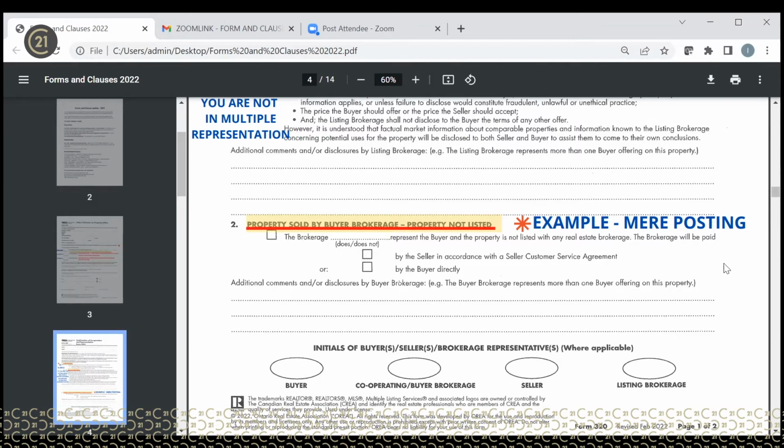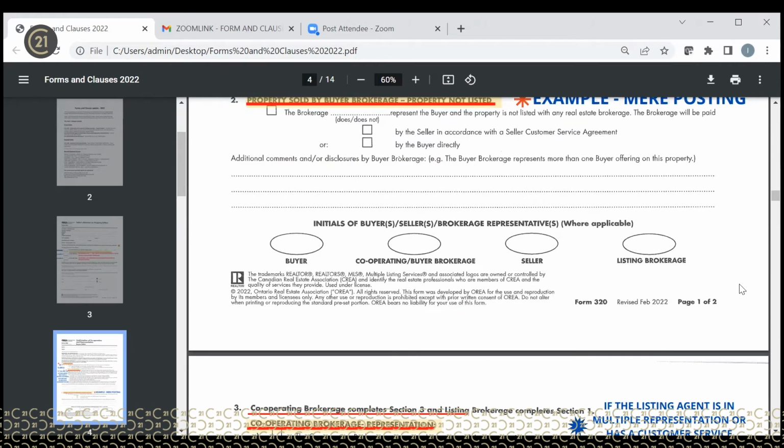And again, if you are dealing with a mere posting, please reach out to your manager. We have the correct wording to be included on the confirmation of cooperation and representation, as well as the seller customer service agreement saying they will pay us directly. So reach out if you're not sure of how to fill these out.